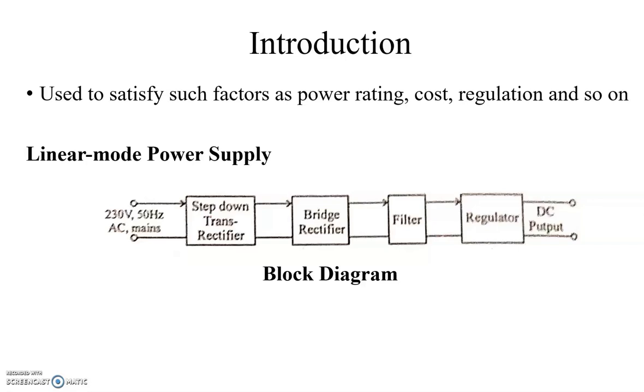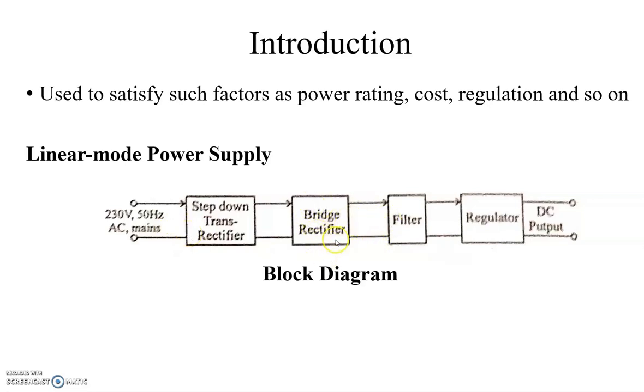What is a linear mode power supply? Many electronic components contain circuits which convert the AC power supply into DC voltage at the required level. The unit containing these circuits is called the linear mode power supply. This is a block diagram representation of the linear mode power supply. The transformer supplies 230 volt 50 Hz AC voltage at the desired level.